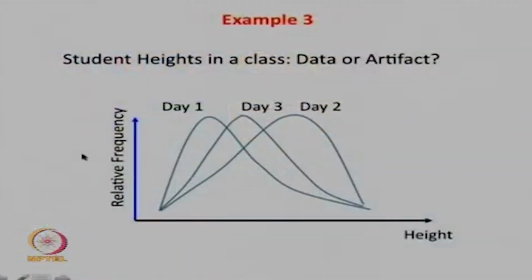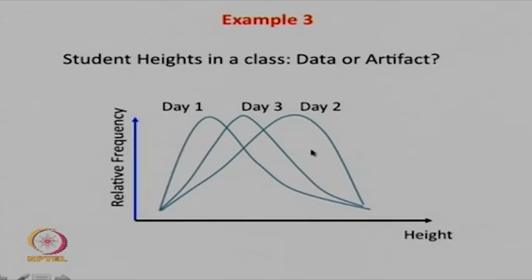So, let me take another example. Imagine I take the statistics of average students' height in a class, and I do it on 3 successive days, and this is the plot of height and relative frequency. On day 1, this is my distribution, on day 2, this is my distribution, and on day 3, this is my distribution. Mind you, it is not from 3 different populations, it is from the same population. It is a little bit baffling, as you can see that there are some overlapping regions, but the curves look reasonably different from each other.